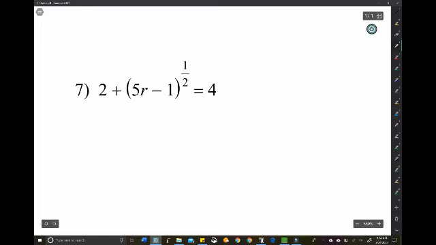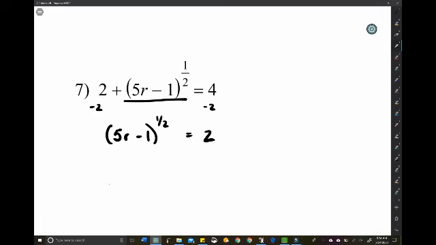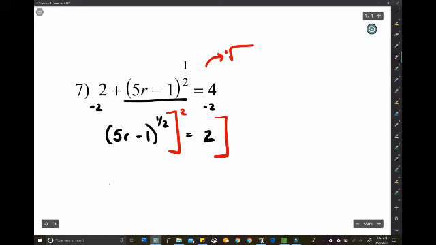Oh man, now we have fractions in our square roots. Alright, first, let's get this part by itself. We're adding 2, so we're going to subtract 2 from each side. 5r minus 1 to the 1/2 is equal to 2. There's different ways to go about this. If it's to the 1/2, the easiest thing we can do is remember 1/2 is interchangeable with square roots. The opposite of square rooting is squaring, so we're just going to square both sides still.